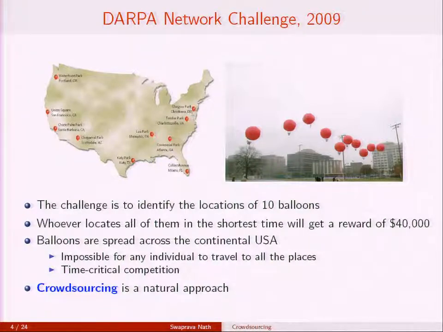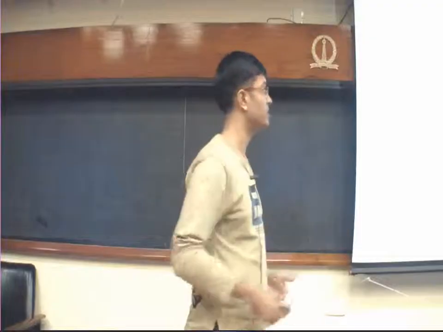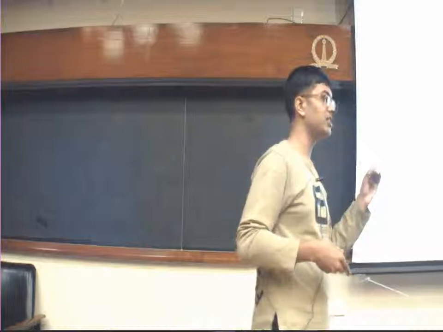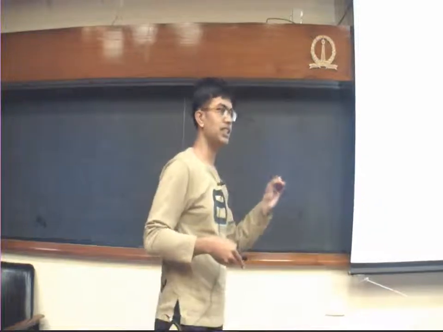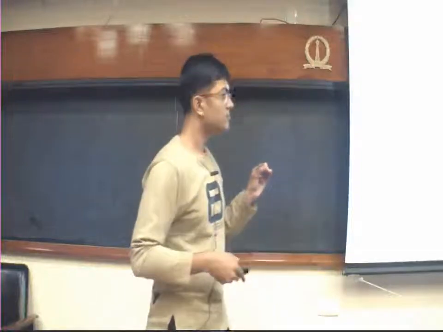So I'll come back to this example later and the solutions of it. Let me just introduce why we consider this as a game theoretic problem. We imagine that all the participants, the crowd, are strategic. That means they have a predefined utility function or payoff that they are always trying to maximize. They will pick their actions so that they maximize their payoff. So in that kind of strategic setting, what can be done?